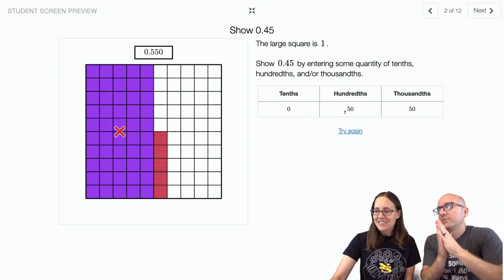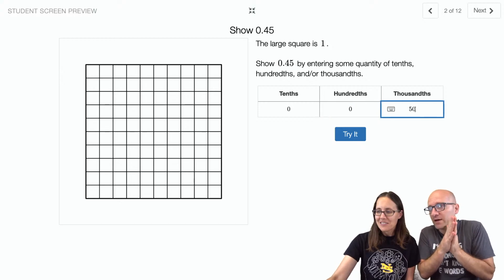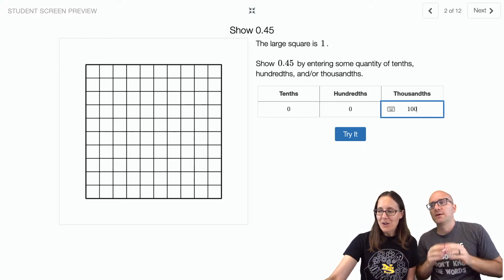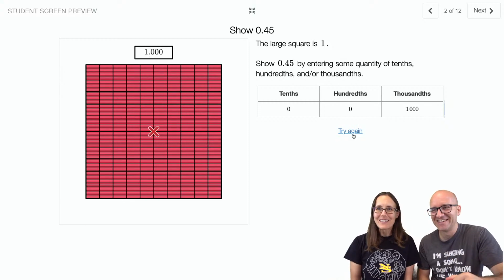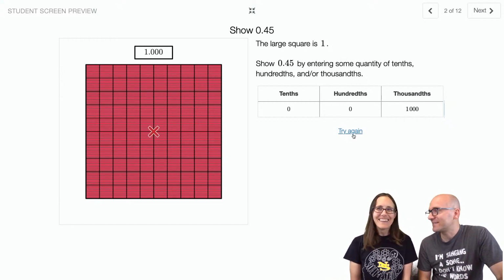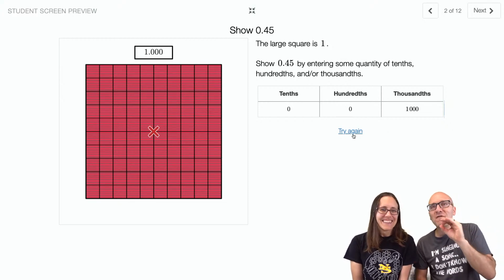But we still didn't quite get the right number. And that's okay. Sometimes it's just as fun to fail on these problems as it is to get it right. I want to see 1,000 thousandths filling up the whole screen. There we go. Look at it go. You did it, but it's not the right answer. We're supposed to be at 0.45.